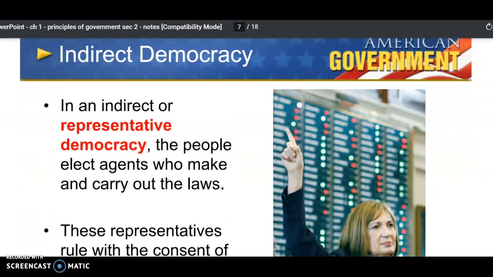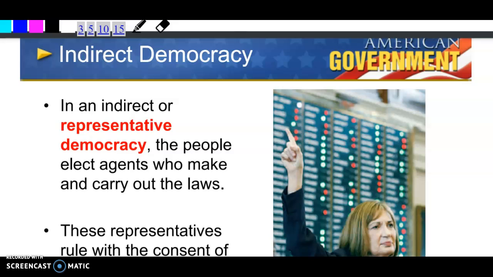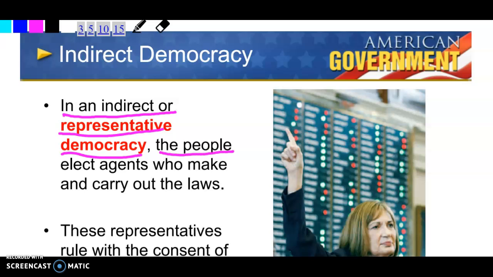So the next one is an indirect democracy. That's the other type of democracy. So in an indirect or representative democracy, as it is also called, the people elect agents who make and carry out the laws. That is what we do in the state of Tennessee, in Greene County, and in the United States.